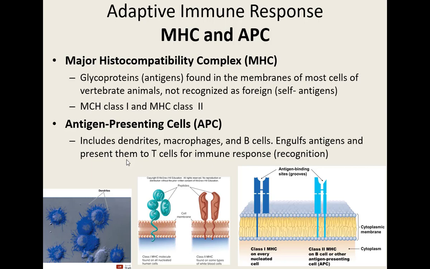But there are two kinds. There's major histocompatibility complex type 1 and major histocompatibility complex type 2. Major histocompatibility complex type 1, again, these are self-antigens, things that are normally on our cells. These are found on all nucleated cells in the body.